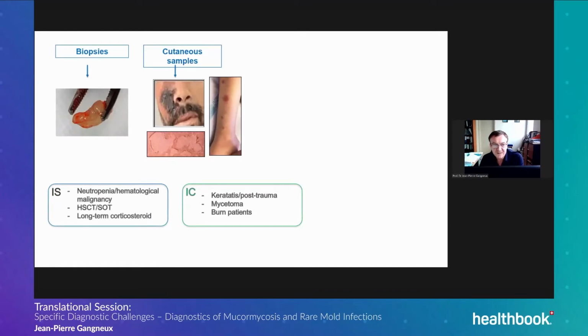Finally, if we look at the biopsies and cutaneous samples, as I said at the beginning, then we can be in both situations of immunosuppressed patient or immunocompetent patient. And particularly in this case, we can have local infections such as keratitis, post-trauma inoculation, also mycetoma with Scedosporium, and also burn patients that will be colonized and perhaps infected with rare molds such as mucorales. So here we will have 4 steps for the diagnosis: histopathology, direct examination, culture, and PCR.